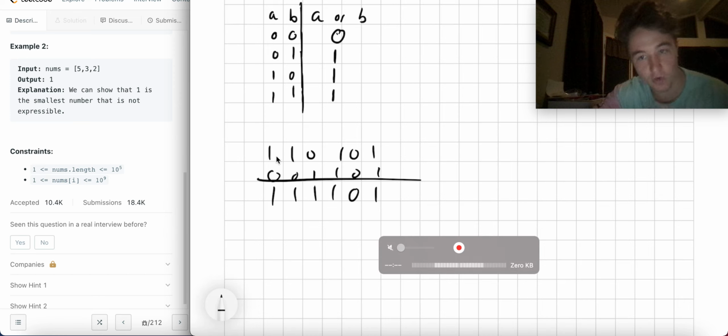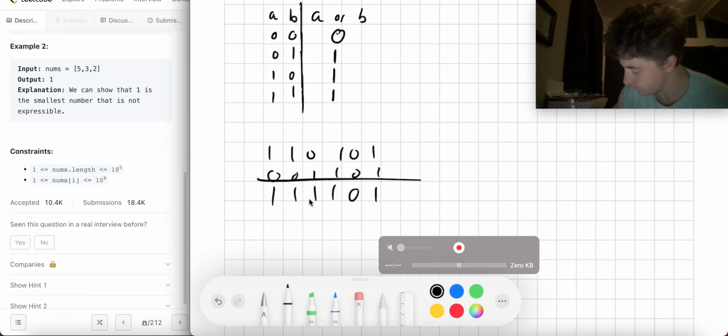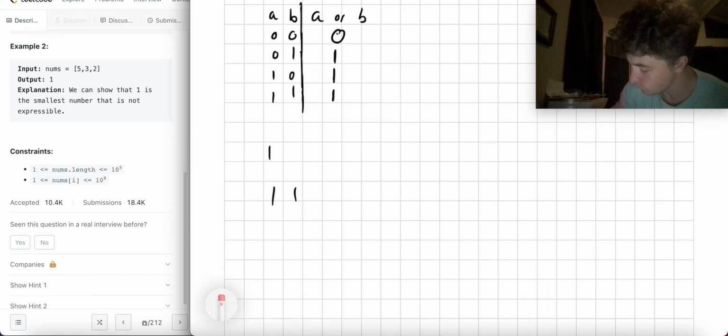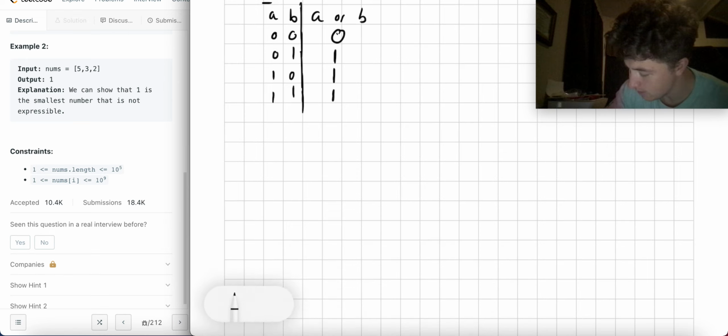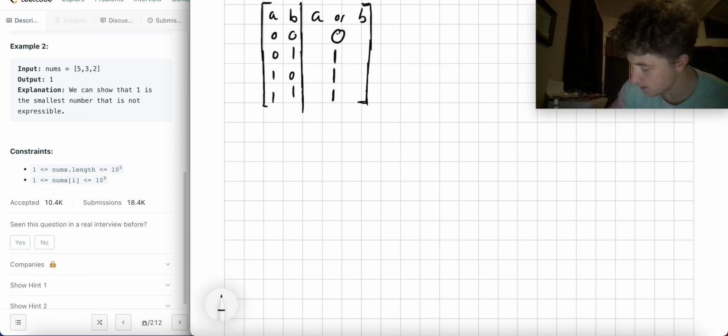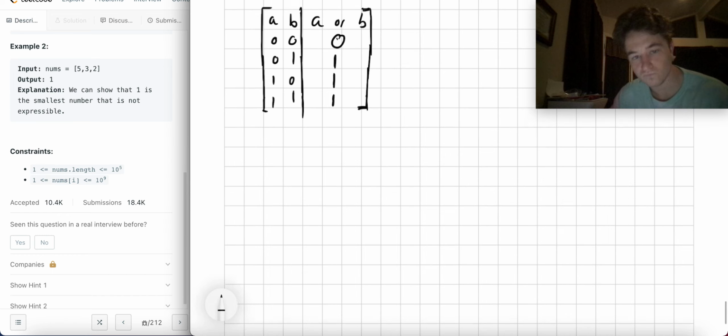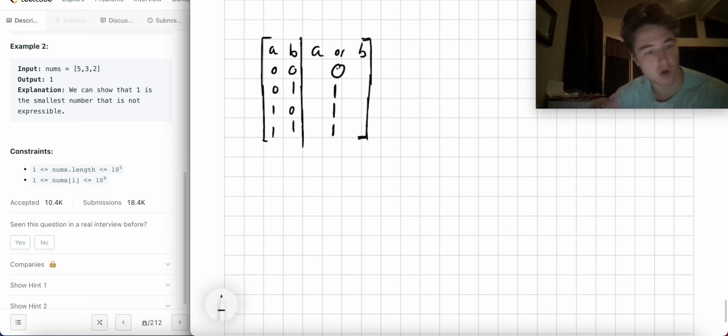Because you're just ORing each individual bit to get the resulting bit, right? Okay. So with that said, let's think about how we're going to do this.